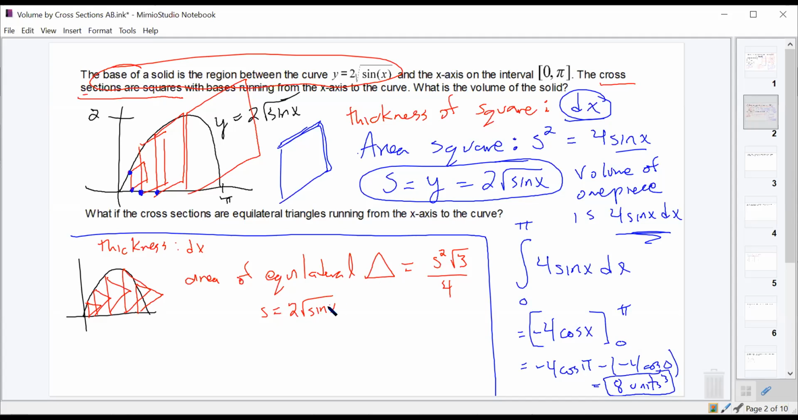Right. Yeah. And so our volume for one of these little triangular pieces, I'm going to put it inside my integral because we're going to sum together all of them from 0 to pi. The volume of one of them is this squared, which is 4 sine x, times √3 over 4. So the 4's will cancel, so it's just what? √3 sine x times the thickness, dx. Good or no?